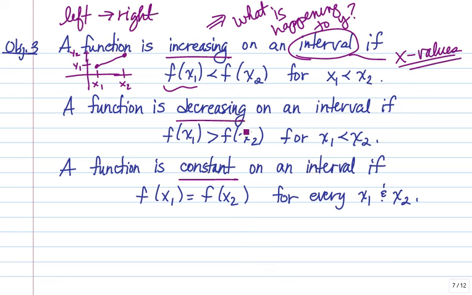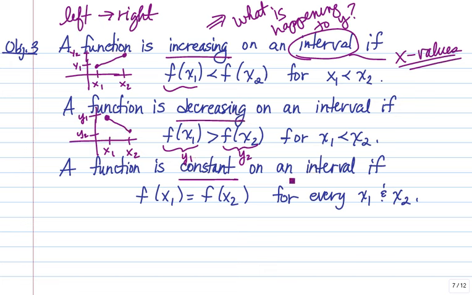Now a function is decreasing on an interval if f of x1 is greater than f of x2 for x1 less than x2. So what does that mean? Here's my x1, here's my x2. Here's my y1 now and my y2, because it said that f of x1, we'll call it y1, is greater than f of x sub 2, we'll call that y sub 2. So that means that as I go from left to right, the function is falling or decreasing.